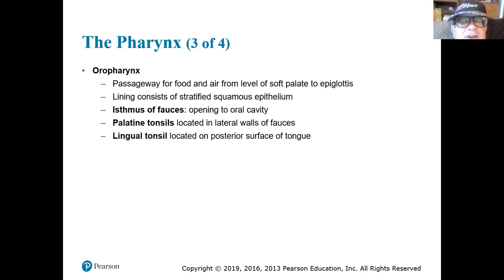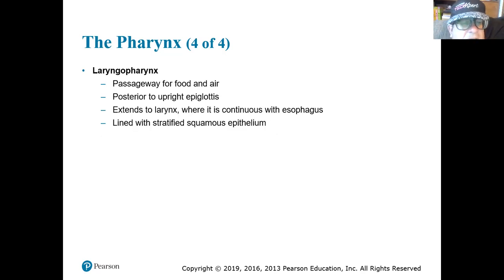An isthmus is a narrow area. The isthmus of the fauces is the opening into the oral cavity, the mouth. You also have the palatine tonsils. The ones I told you about are at the sides, lateral wall. And the lingual tonsil is the one at the base of the tongue.